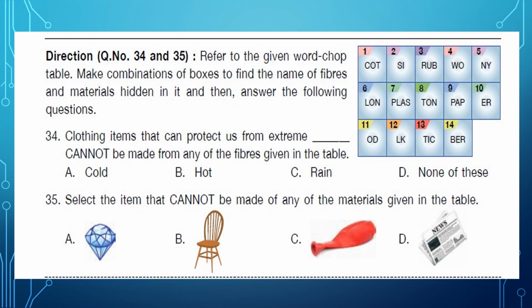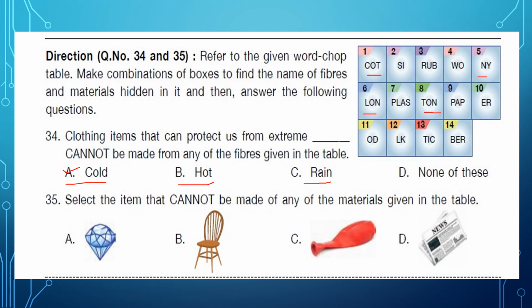For cold, we need wool. For hot, we need cotton, and for rain, we need nylon. In the word chop table, 1 and 8 make cotton, 5 and 6 make nylon, but we cannot find wool. So our answer is option A.